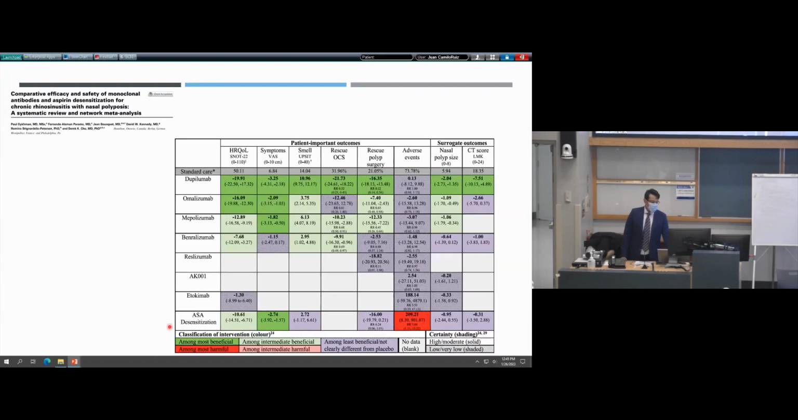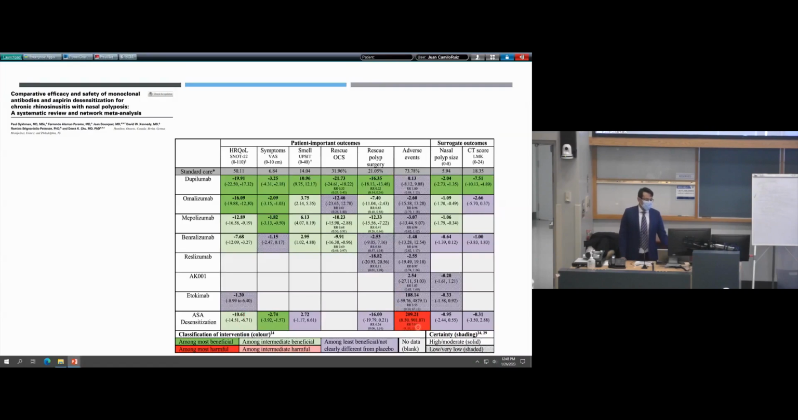Now, ASA desensitization, as I said before, there was some mild improvement on the SNOT-22 score, better with the visual analog score. There was some decrease on polyp recurrence. But when you compare it to the biologics, they do a lot better.